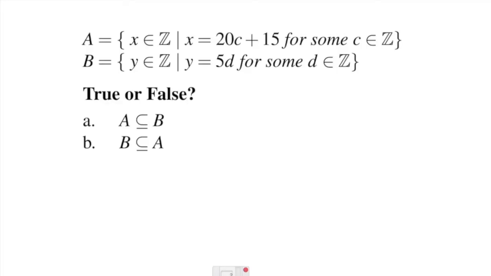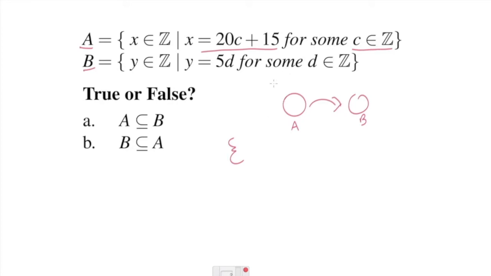So let's look at a slightly more complicated example. We've got two sets here, A and B, and we want to know, is A a subset of B or is B a subset of A? Okay, so if we want to prove that A is a subset of B, that means if you're in A, you're also in B. So let's look at some members of A. To be in A, let's look at the definition. So x is an integer, and x is expressible as 20c plus 15, where c is also an integer.